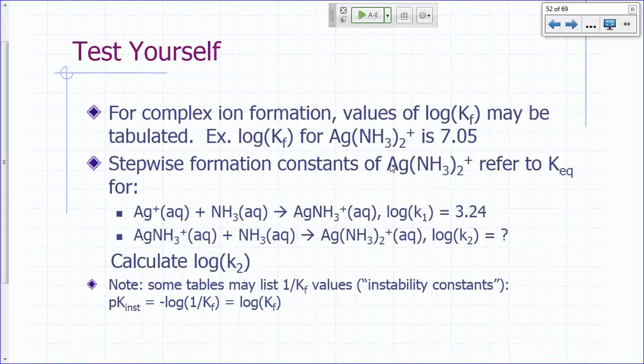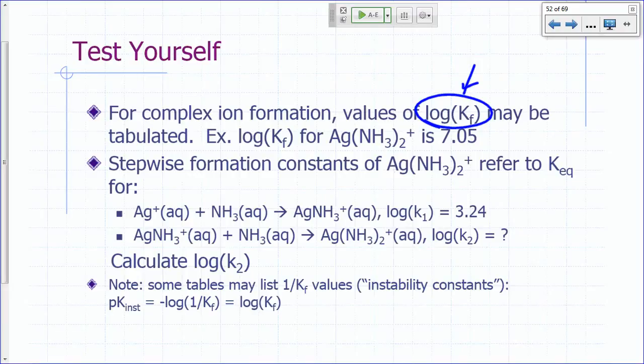For complex ion formation, if you look up KEQ for these reactions, they're usually tabulated. You might find it tabulated as log of the KF instead of negative log KF. The reason for that is KF typically is a large number. If you take the log of KF, you get a positive whole number, so you don't need to put a negative in front of it. So instead of pKF, they're tabulated as log KF.